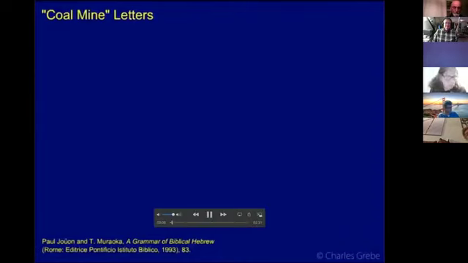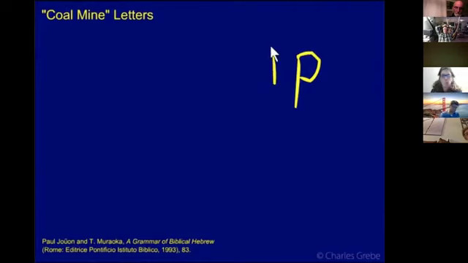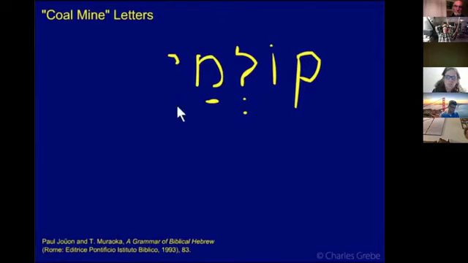The coal mine letters. We just talked about gutturals and Resh, and one of the properties of gutturals and Resh that we noted was that they don't double. They cannot take a dagesh forte. Well, the coal mine letters are some other letters that, under certain circumstances, also cannot double, or do not double. So let me give you the letters here. Coal mine is the mnemonic. So let's write it down. Coal mine.